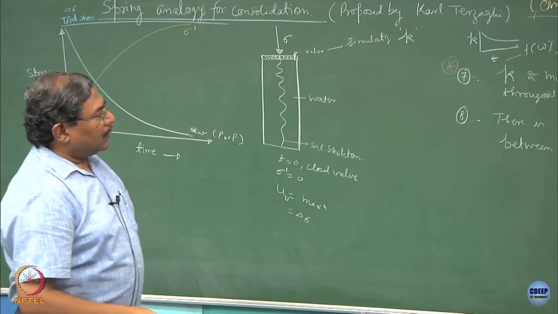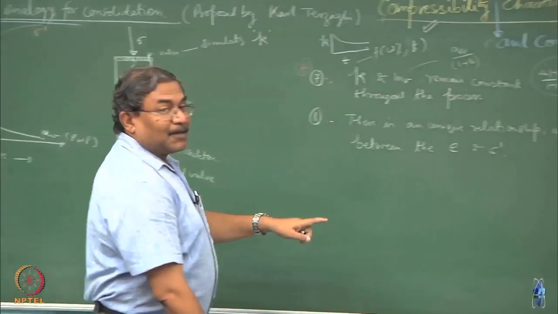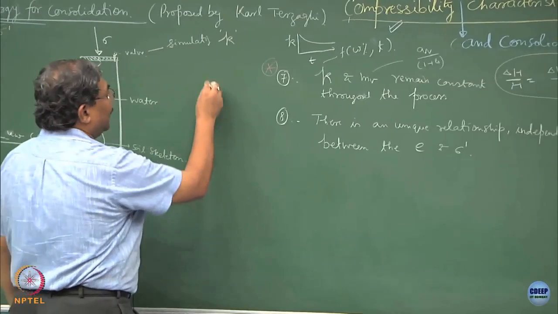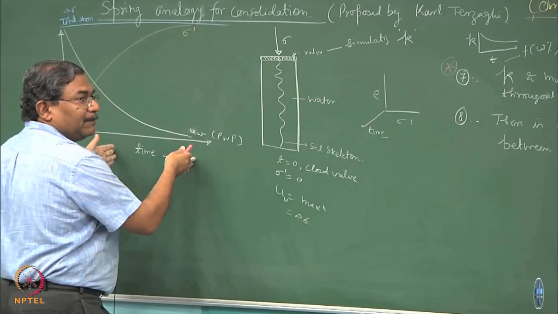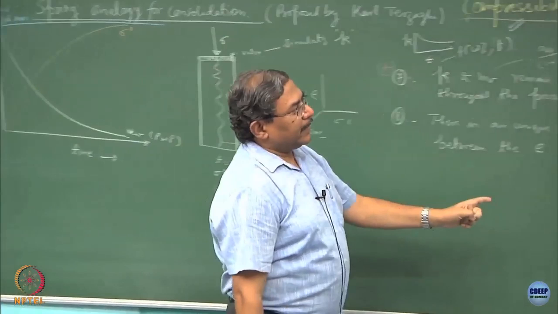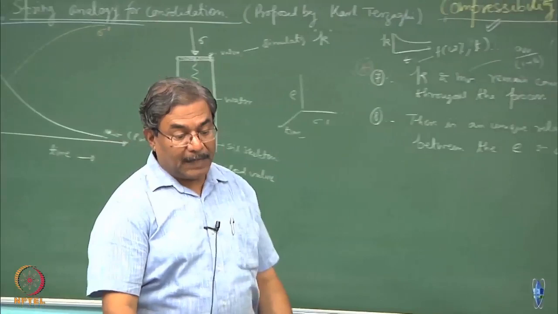There is a unique relationship independent of time between the E and sigma prime. It is also not correct, truly speaking. Because if you remember, when we were talking about the E versus sigma relationship, I said that the third scale should be time scale. Because ultimately, the entire process we are superimposing on time scale. Clear? So, for the simplicity sake, Terzaghi has assumed that the void ratio and sigma prime are related to each other and there is no time dependence in these parameters.